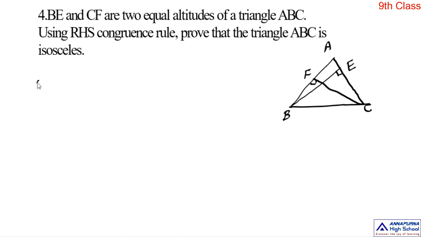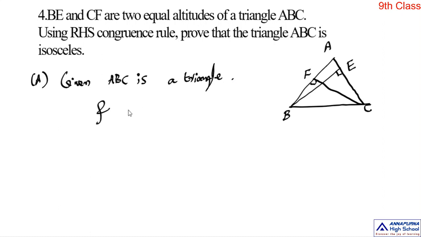Let's start the solution. Given: ABC is a triangle, and the two altitudes BE and CF are equal. BE is equal to CF. This is the given condition. We have to prove that ABC is an isosceles triangle.